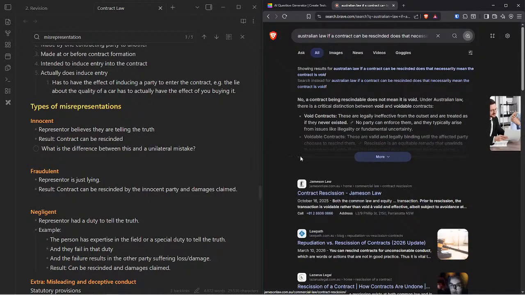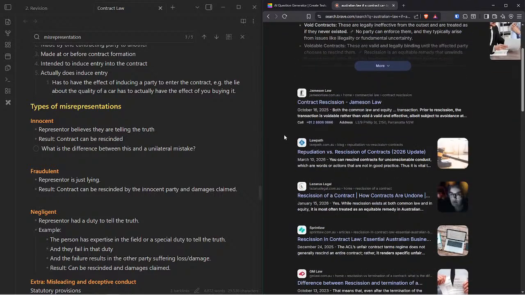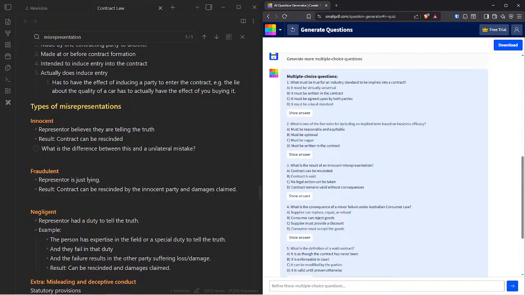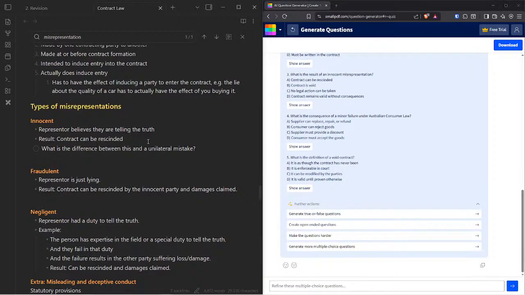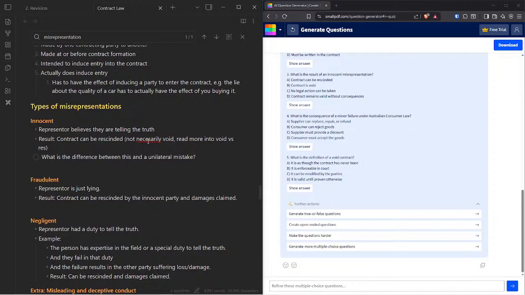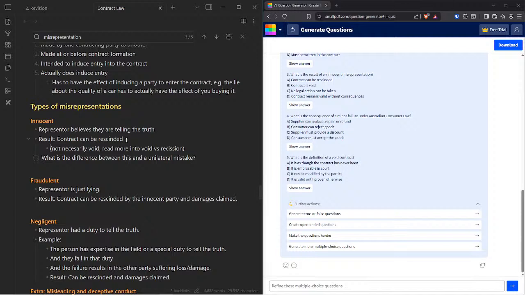Okay, I'll need to read more into the key differences between that at some point. But it can be rescinded. Okay. Not necessarily void. Read more into void versus rescission.